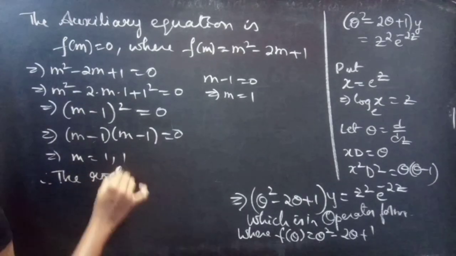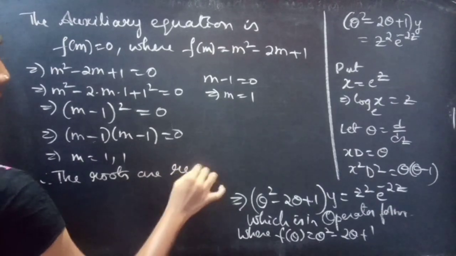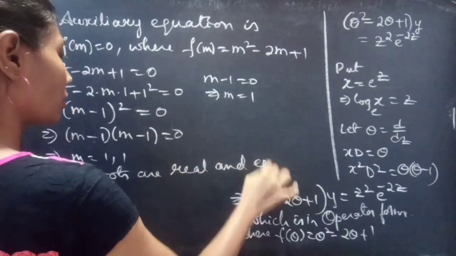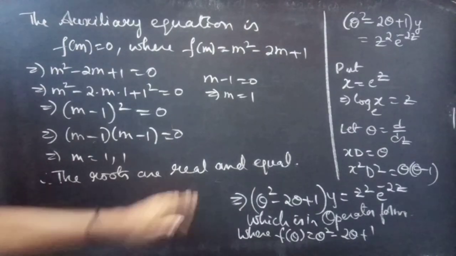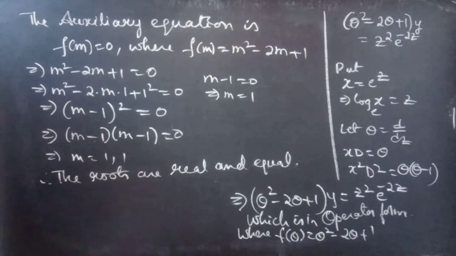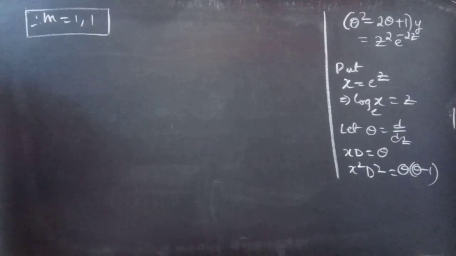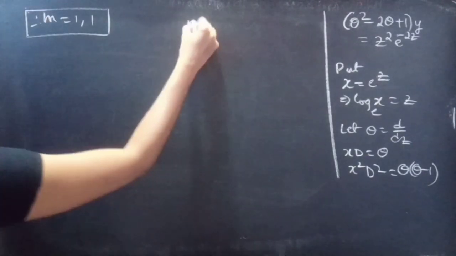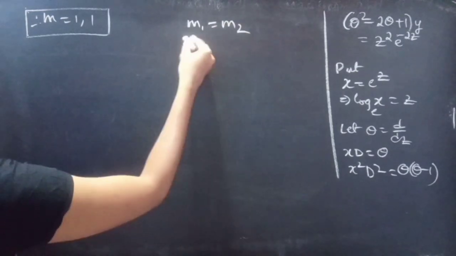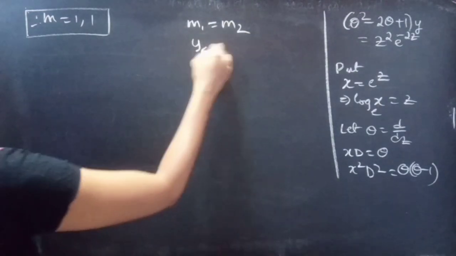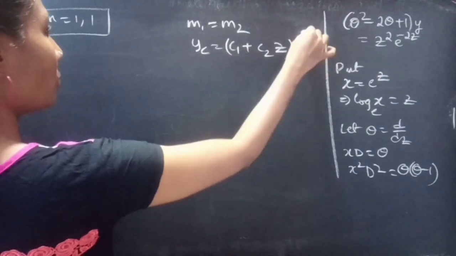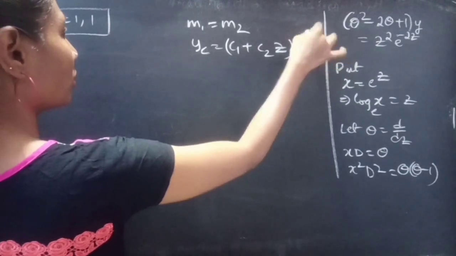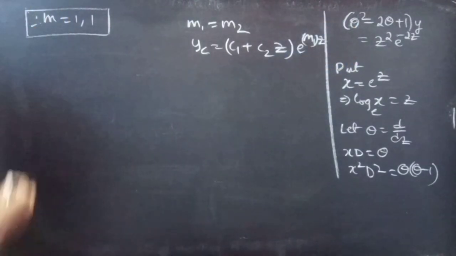Therefore, the roots are real and equal, right? These are the roots of our auxiliary equation, which are real and equal. Now let's write the complementary function. We know that when two roots are real and equal, say m1 equals to m2, then yc will be (c1 plus c2 into independent variable) into e power that equal root into independent variable.